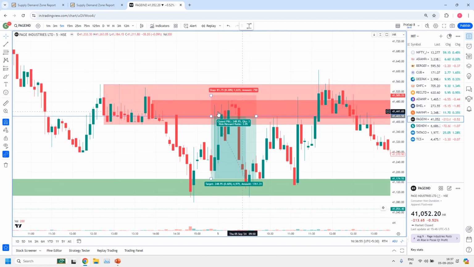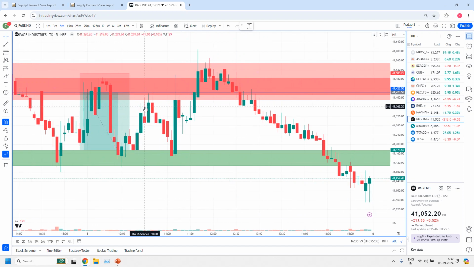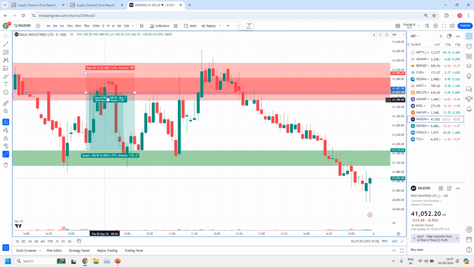And here, look into this zone. Already having 1:3 RR. We make sure that 1:3 RR. So prices, today prices, this is not today's, this is today. Prices entered into this zone.